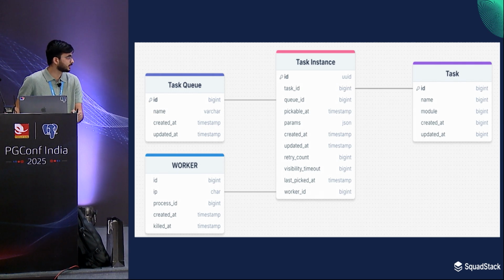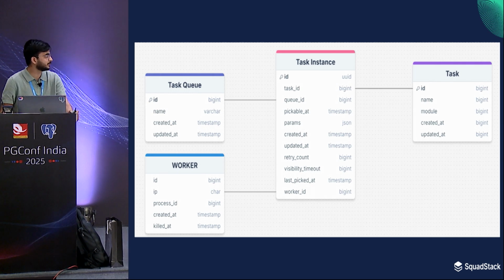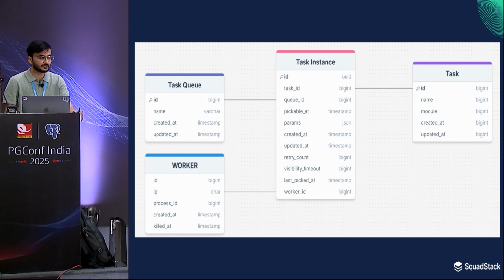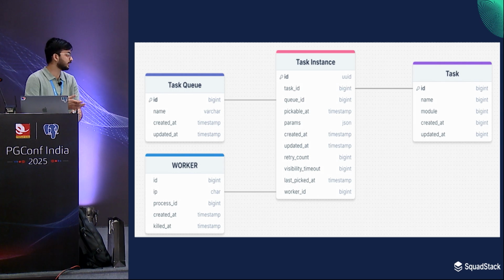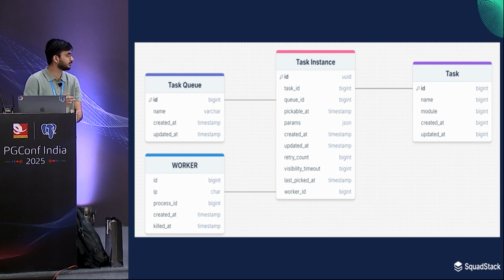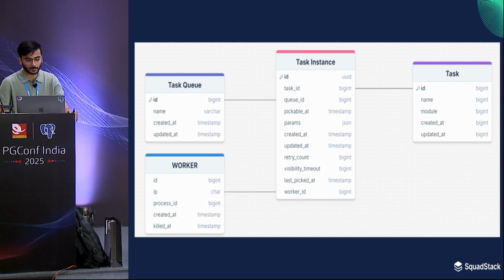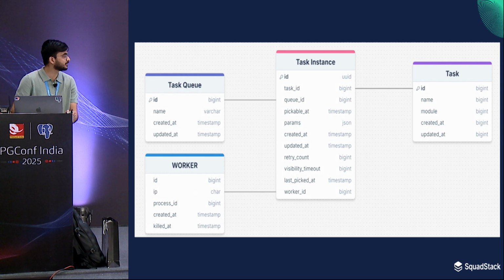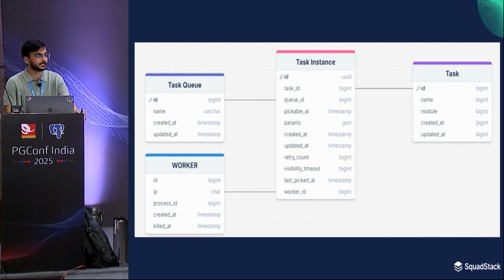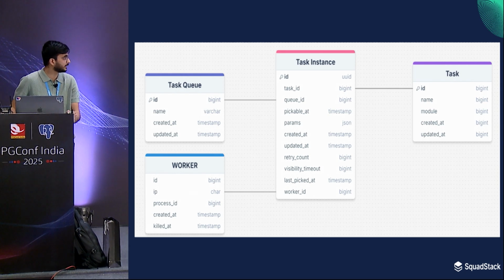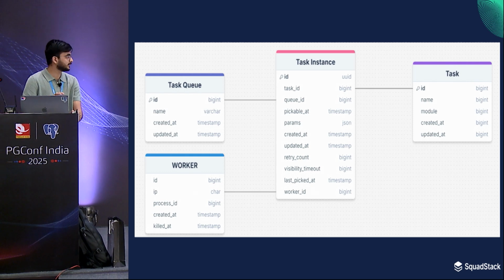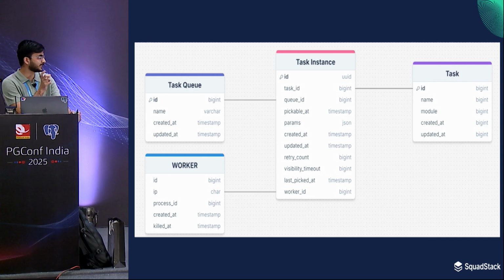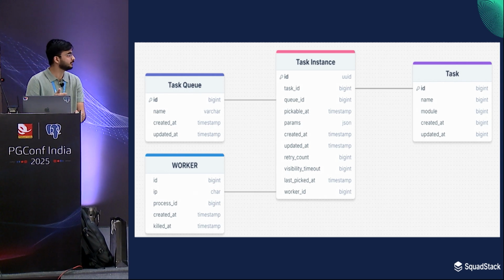So visibility timeout, like if I set it to 30 minutes, then 30 minutes after getting picked, if it's not executed, it will fail. If we customize this, we can also change its status to pending, but we thought failed would be a better choice. And then on the right, we have task, which stores necessary information like name, module, created at, and updated at. So task basically stores all the information that is necessary to execute the task. Like it will give us the module's exact path.